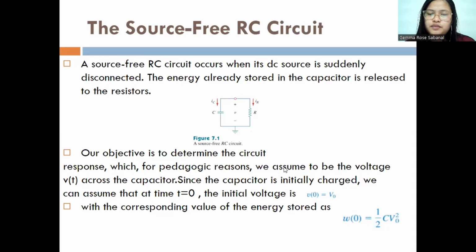Our objective is to determine the circuit response, which, for pedagogic reasons, we assume to be the voltage v(t) across the capacitor. Since the capacitor is initially charged, we can assume that at t equal to 0, the initial voltage is v(0) equal to V0, with a corresponding value of the energy stored as w(0) equal to 1/2 C V0 squared.